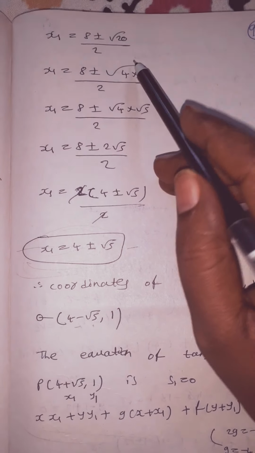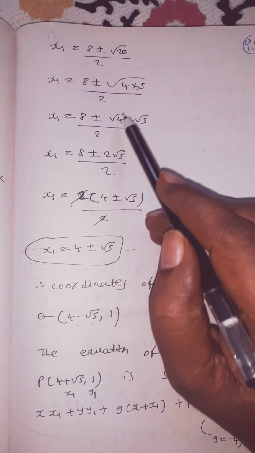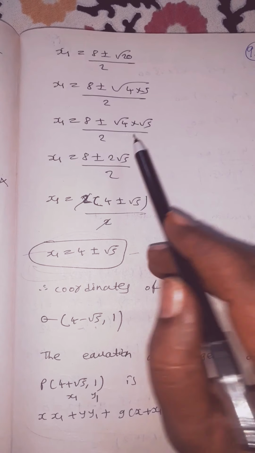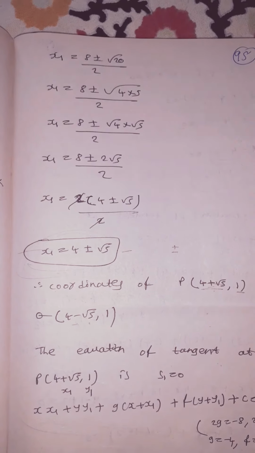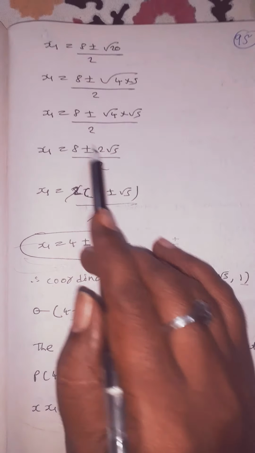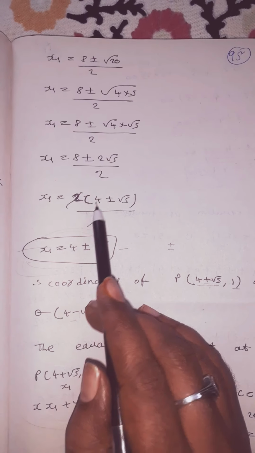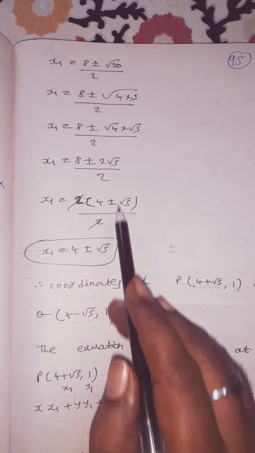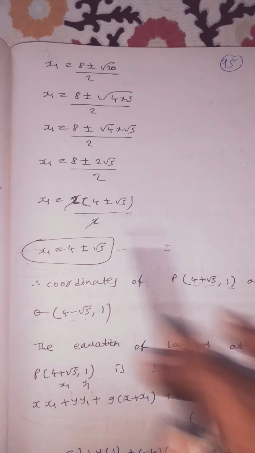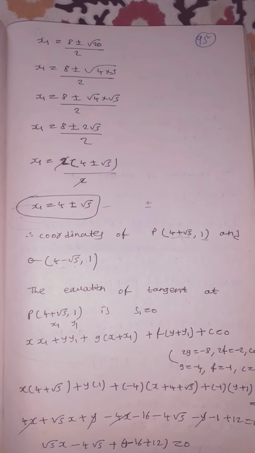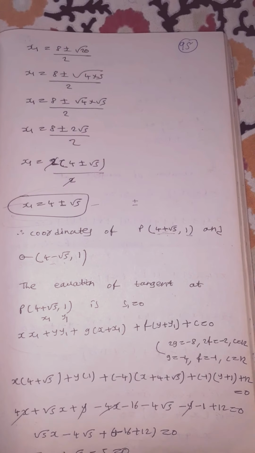Again this 20 can be written as 4 into 5. Again this root 4 into root 5. So root 4 means 2, so 2 root 5. In the numerator we can take 2 common, children. 2 taking common means 2 into 4 plus 2 into root 5 by 2. The 2s cancel, children. So x1 is equal to 4 plus or minus root 5, children.